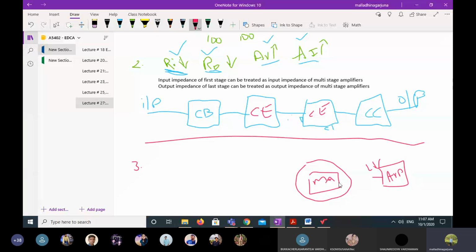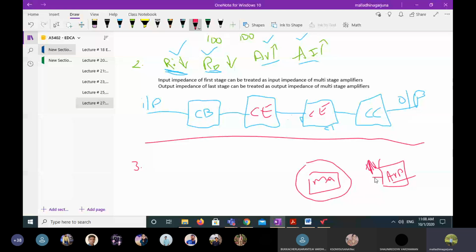Is it clear? So like this, or else suppose I want to get high input impedance. So my application has high input impedance. So the last stage of the multi-stage amplifier, that output impedance should be high. Then only the high output impedance can be matched with the high input impedance of the application.